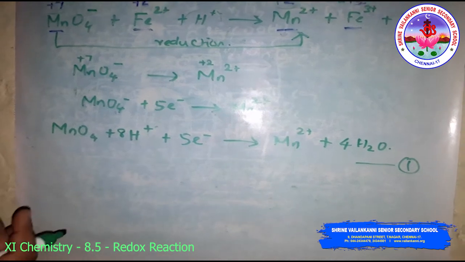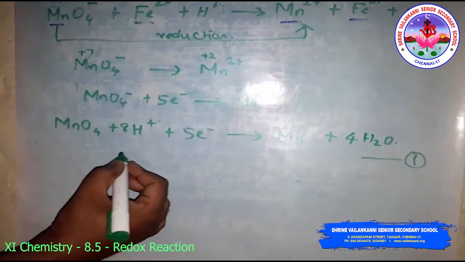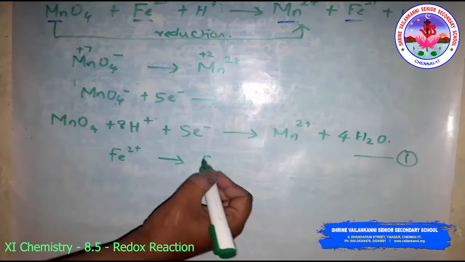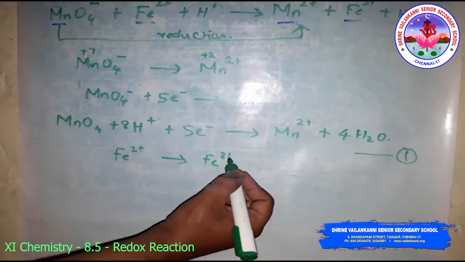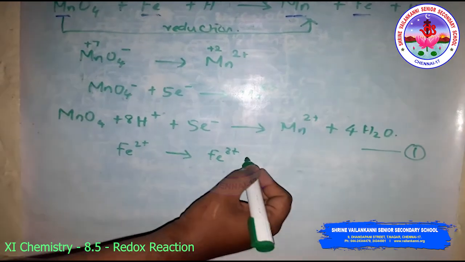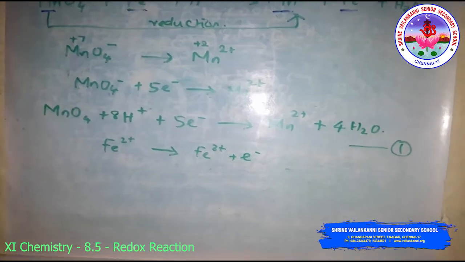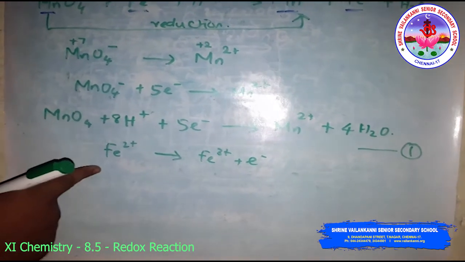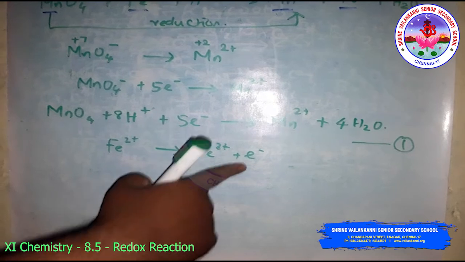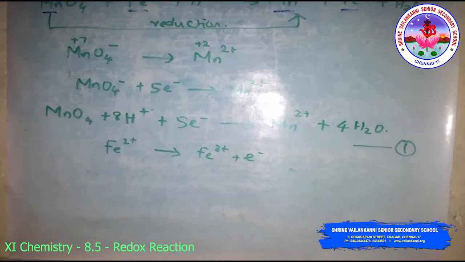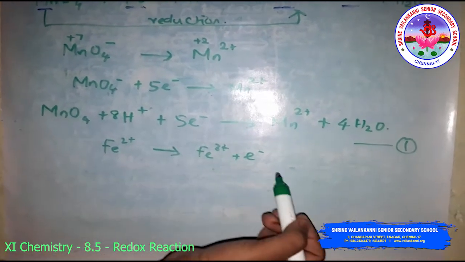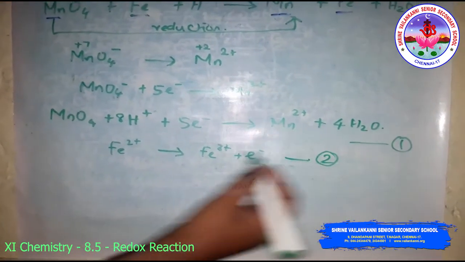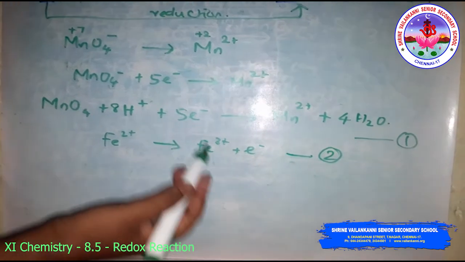Next is the oxidation. Oxidation is Fe2 plus gives Fe3 plus. That means loss of 1 electron. Already the ion is balanced, Fe is balanced on both sides. So the electron is 1. Now here you have to balance the electrons. Suppose this is equation 2.